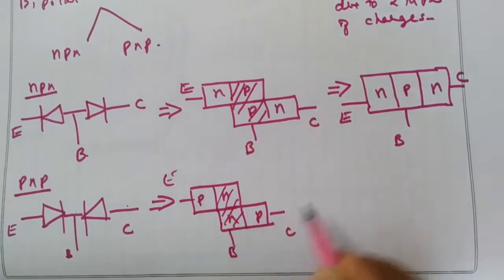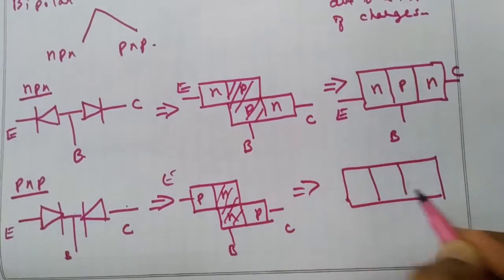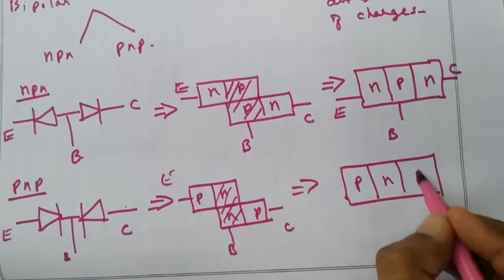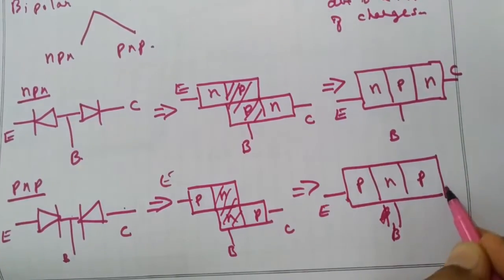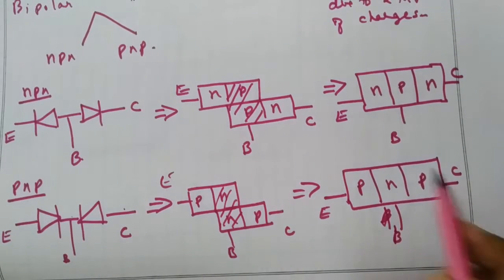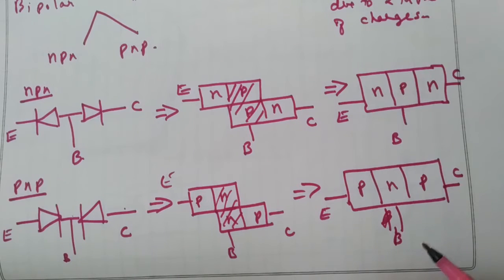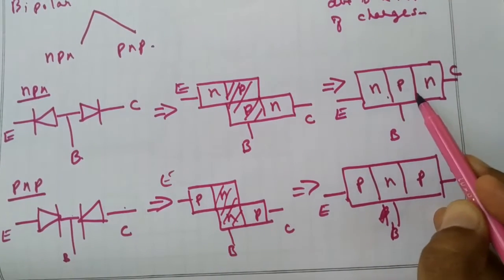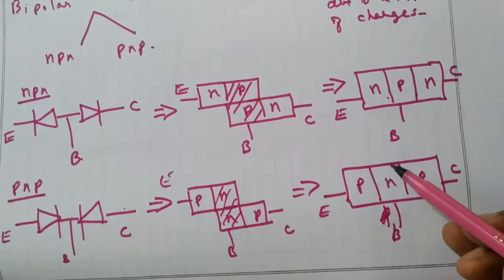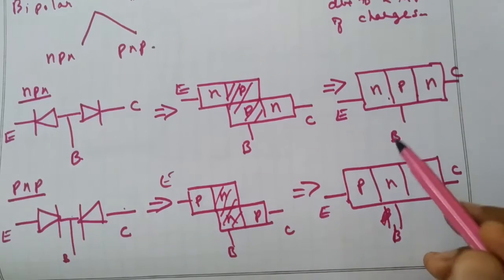And these two regions are merged. So we can have the structure like this. This is P region, this is N region, and this is P region. This is emitter, this is the base, and this is the collector. So this is a NPN transistor, this is the PNP transistor. Now a bipolar junction transistor is a 3-region 2-junction transistor which can be used to amplify, in oscillators, in switches. So these are the applications of a transistor.